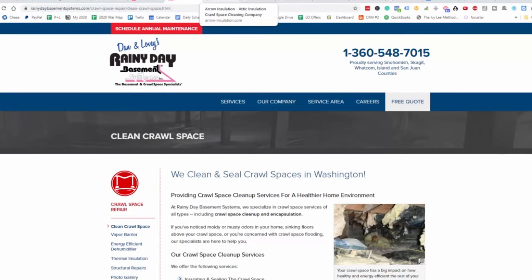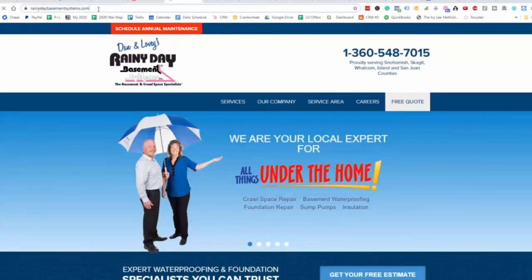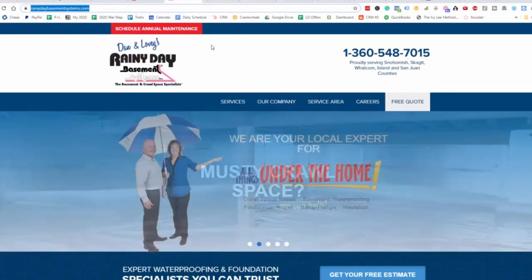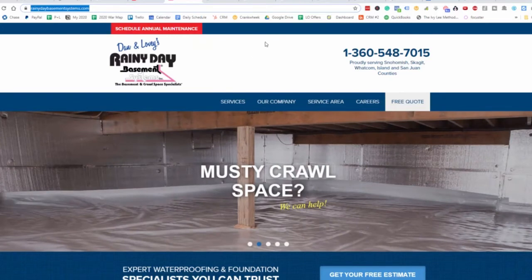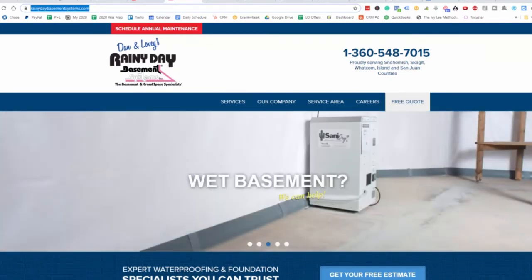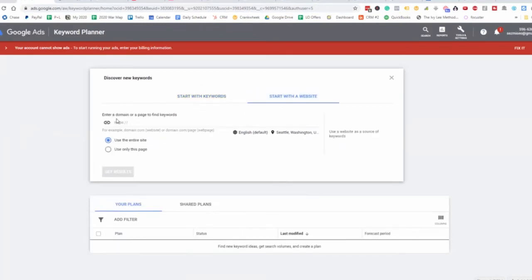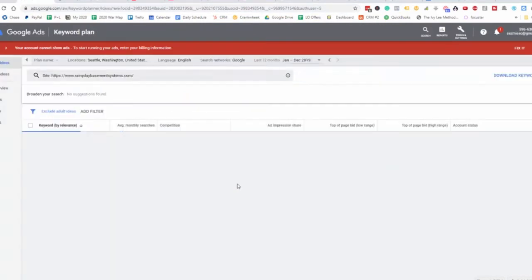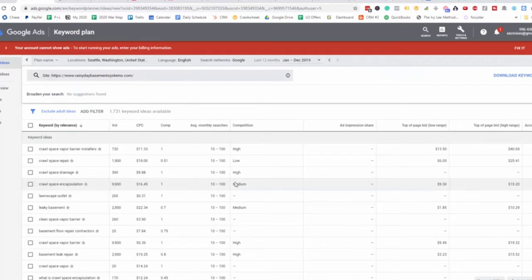Now, one of the things that I like to do also is have the keyword planner look up the keywords for us. Let me show you. Let's take the home page. What this is going to do is pull up all of the keywords that are related to this particular website. So let's start with a website, the entire website. Let's go ahead and get results. Now we can see all of the keywords that they have on their website that we can use as some of the top level keyword ad groups.